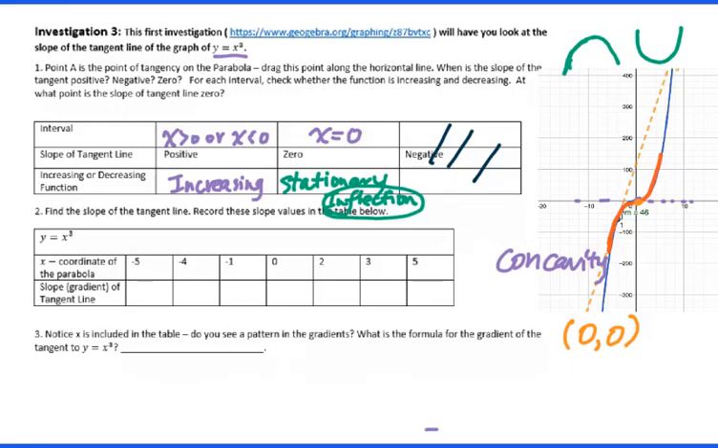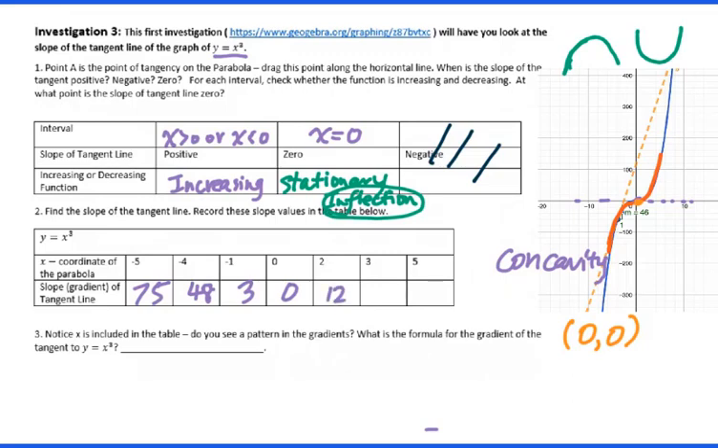We also got the value for slope of a tangent line when x equals a different number. When x equals -5, then the slope of a tangent line, that's 75. X equals -4, you will get 48. If it's -1, that's 3. Here's a 0.